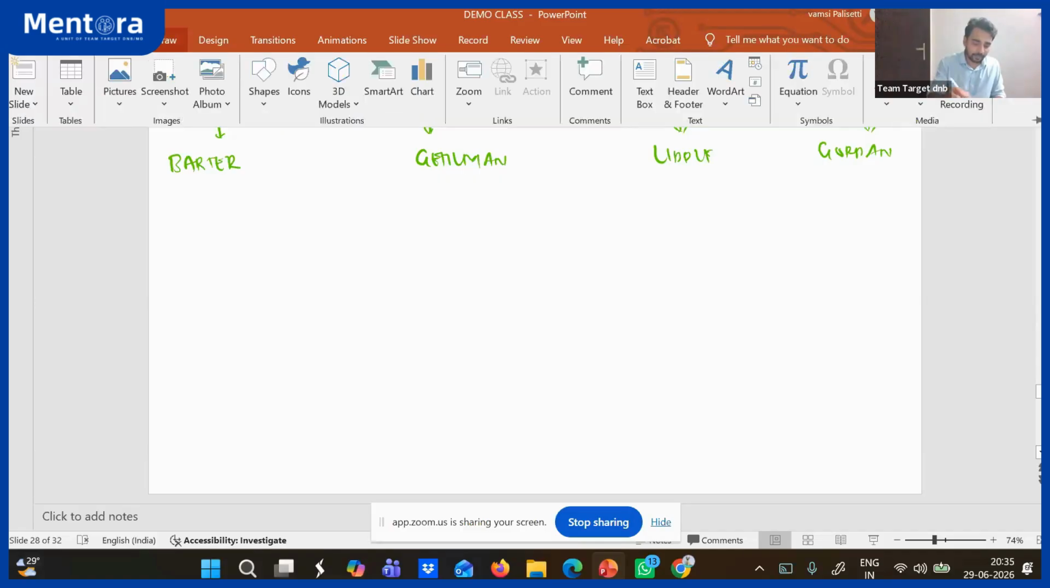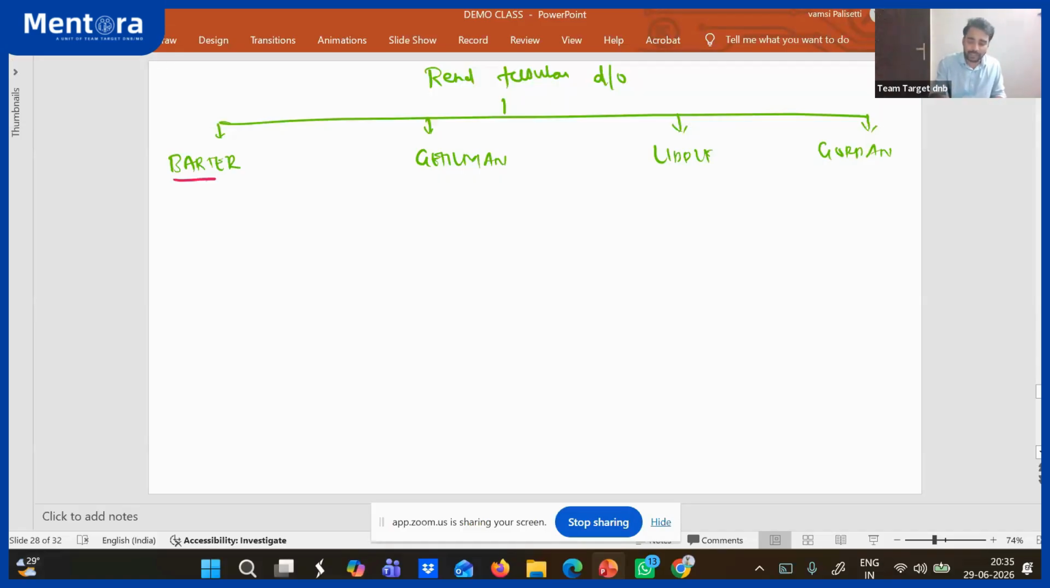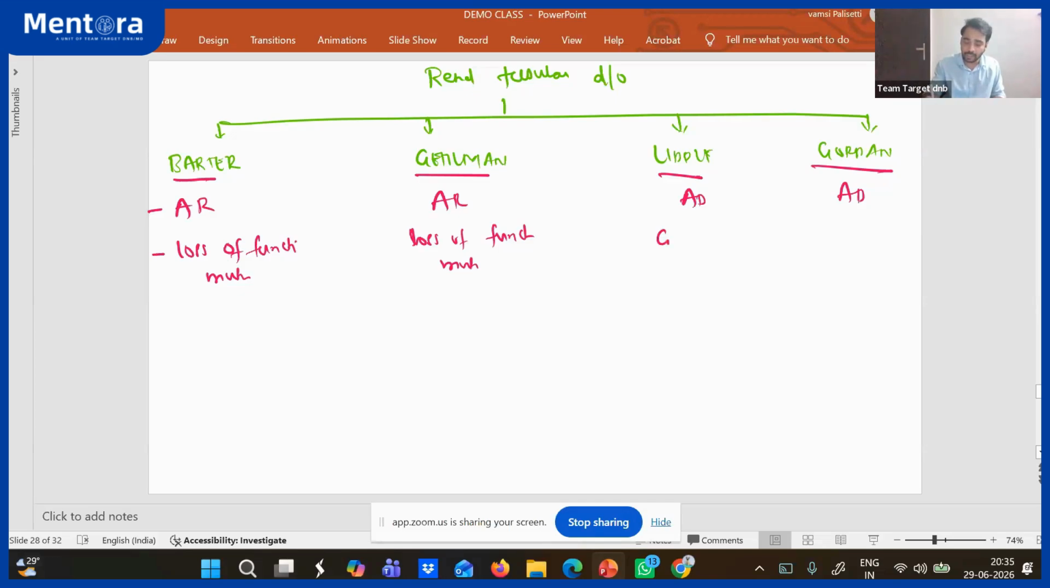Bartter syndrome, Gitelman syndrome, Liddle syndrome, and Gordon syndrome. Right, let us see. Bartter and Gitelman are both autosomal recessive. Liddle and Gordon are both autosomal dominant. Bartter syndrome is a loss of function mutation, that means some function is lost. Gitelman also is loss of function mutation. Liddle and Gordon are gain of function mutation. That means some pump is acting very actively, that is gain of function mutation. If some pump is not working, that's loss of function mutation.